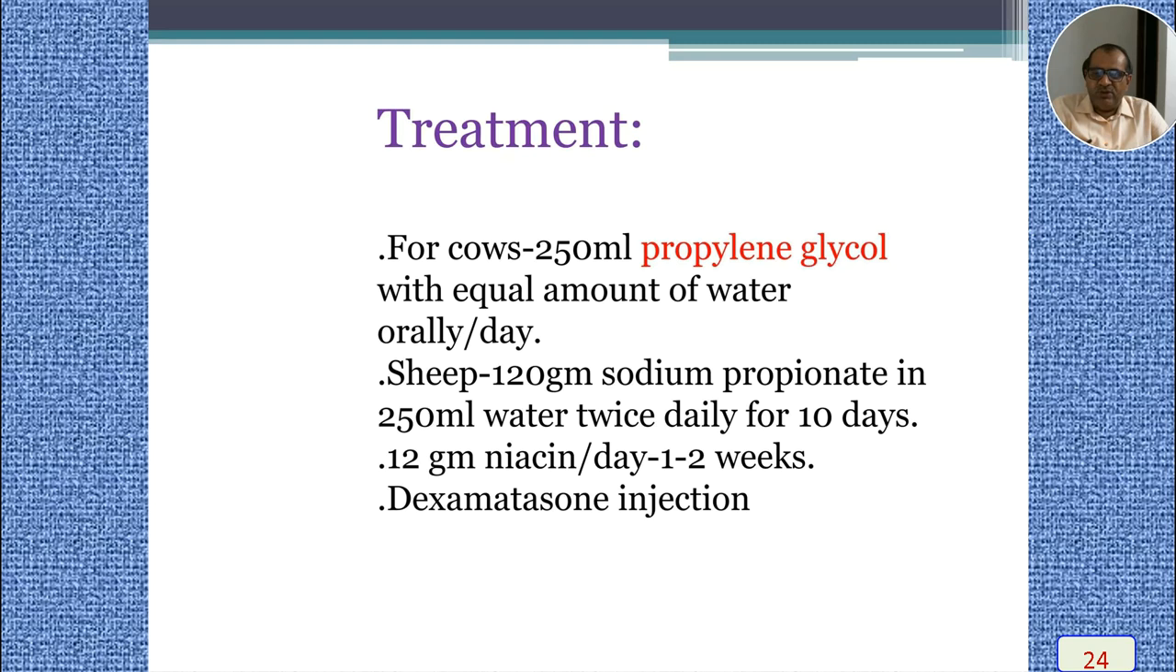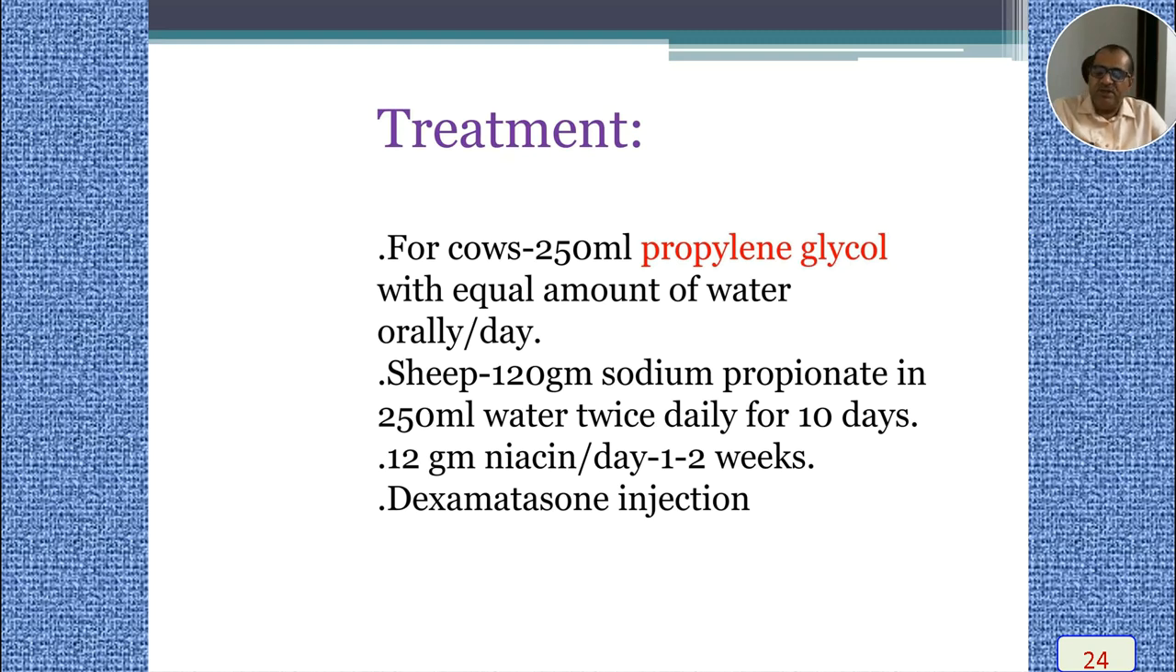Then for sheep, 120 grams sodium propionate in 250 ml water twice daily for 10 days. Sometimes the sheep will go for severe anorexia, then 12 gram of niacin per day for 1 to 2 weeks is also another option. Whereas dexamethasone, a glucocorticoid, can be administered at the rate of 20 milligram total daily dose for 2 to 3 days followed by tapering decrease.